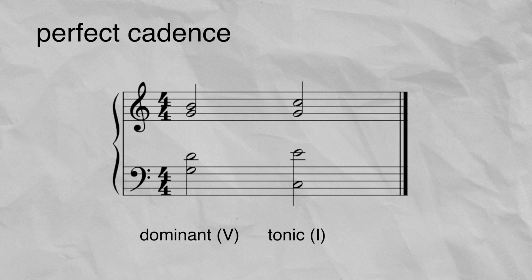The first cadence we're going to look at is the perfect cadence. This is the strongest of all cadences, and it occurs when a dominant chord is followed by the tonic chord. This is often found at the end of a phrase, or maybe at the end of an entire piece, and it's a really clear way of showing that the music has reached some kind of conclusion.